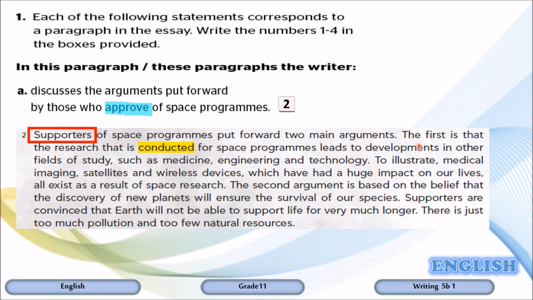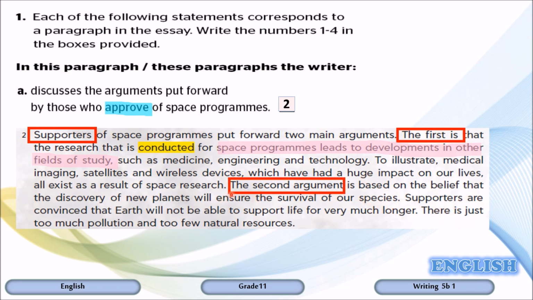What is the first? Look at this phrase. The first argument is that the research that is conducted for space programs lead to developments in other fields of study. Since it leads to developments in other fields of study, so this is an advantage, right? And they are supporting this argument. So where is the second argument? Can you tell? Right, thank you.